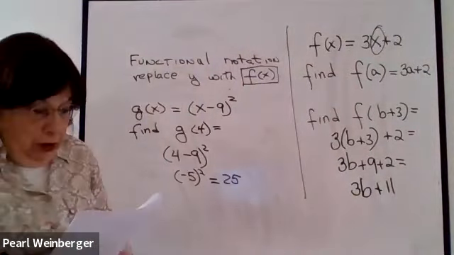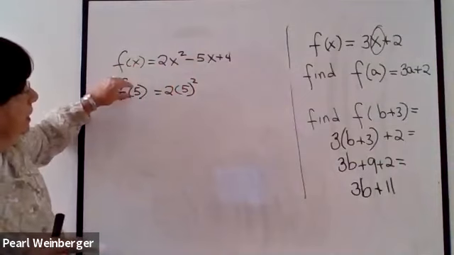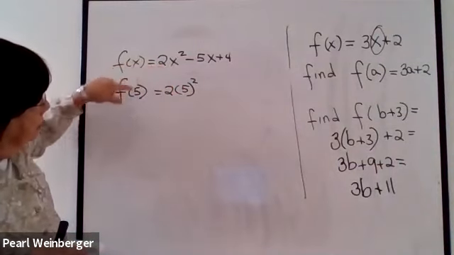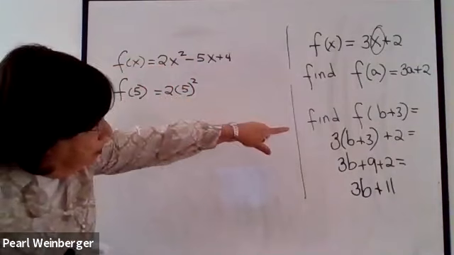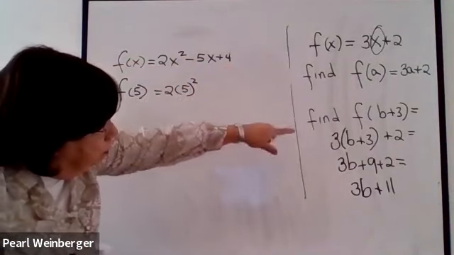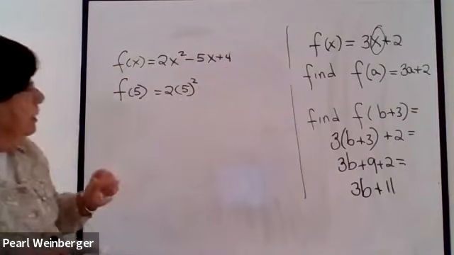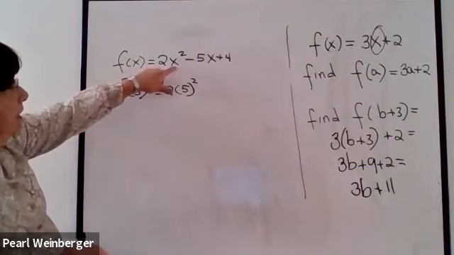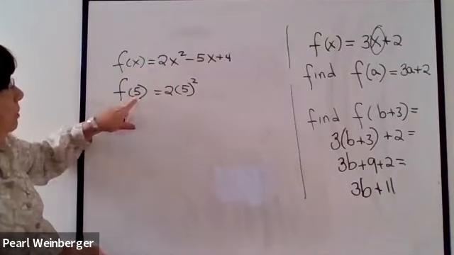Find f of 5. So that means, in this case, in our equation, wherever we have an x, we're going to put a 5. So it's going to be 2 times 5 squared. I usually replace the x's with a parentheses and fill in the parentheses with the number or value. I did it over there. I replaced the x over there with a parentheses and filled it in with b plus 3. Over here, I'm replacing this x with a parentheses and I'm filling in with 5.